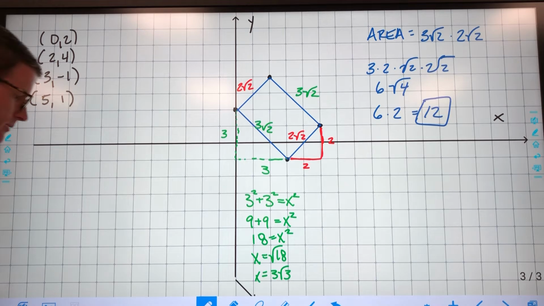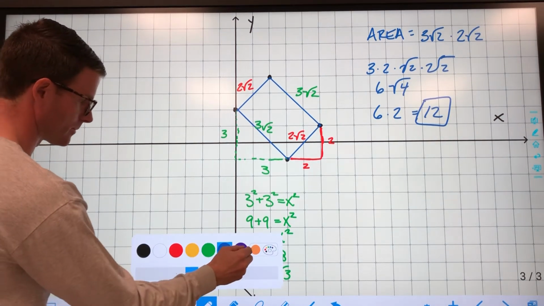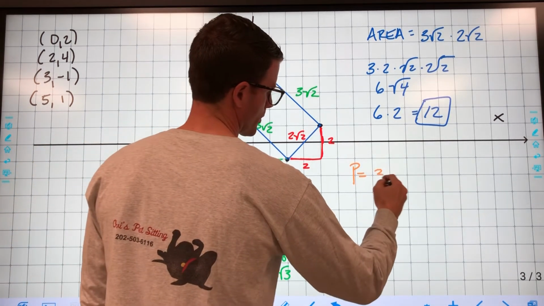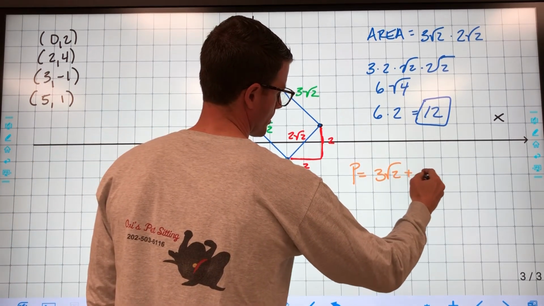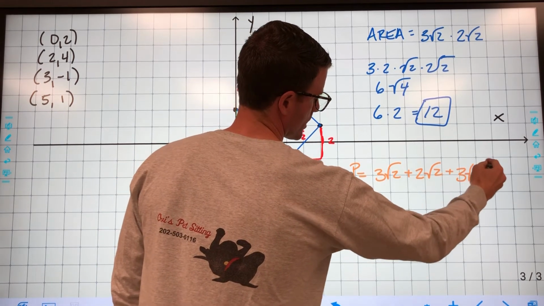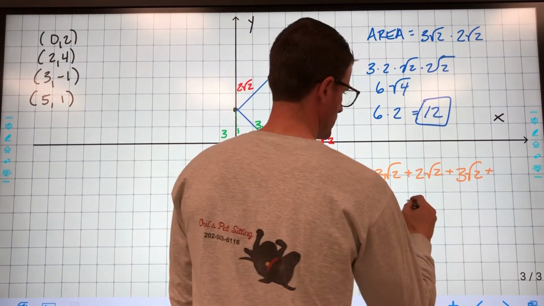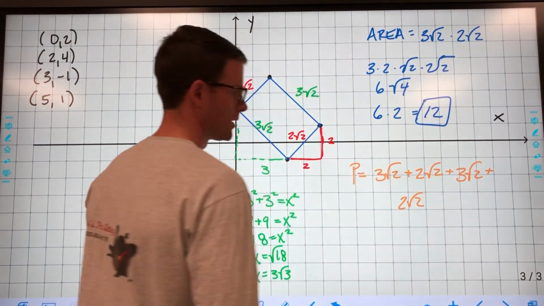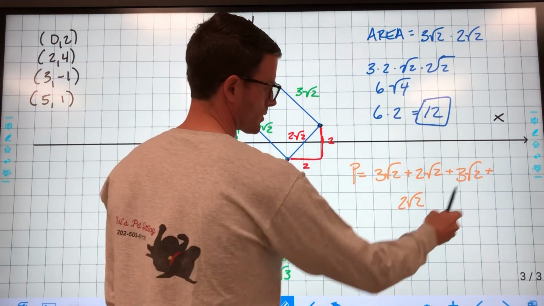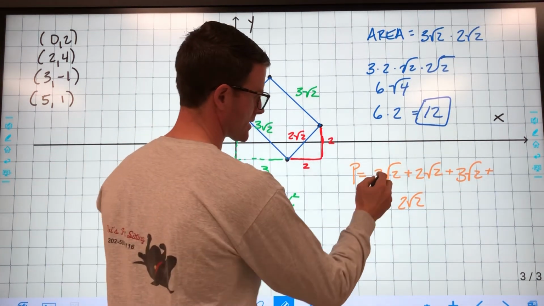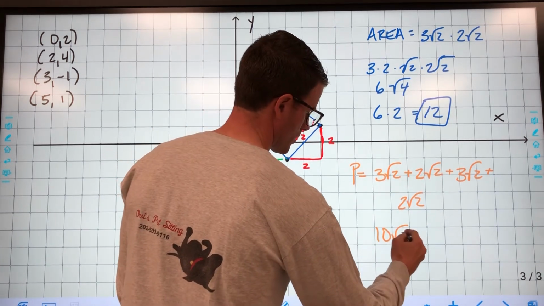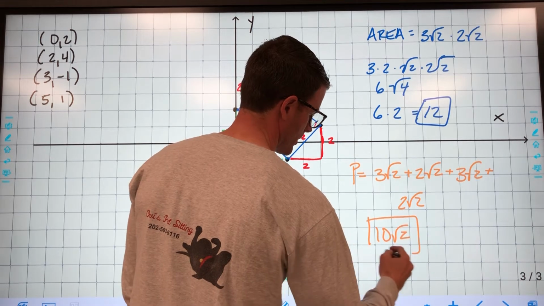Perimeter, I'm just going to add those side lengths up. All right, so perimeter will equal 3 root 2 plus 2 root 2 plus 3 root 2 plus 2 root 2. Again, here's why we needed to review like terms. So they all are root 2's, so I can add all the numbers on the outside. 3 plus 2 plus 3 plus 2 is going to get me 10 root 2 for my perimeter.